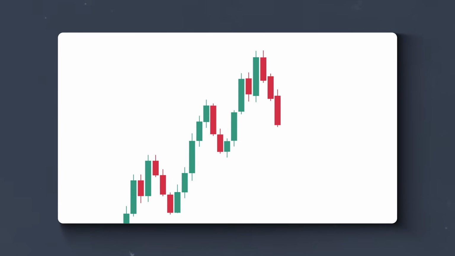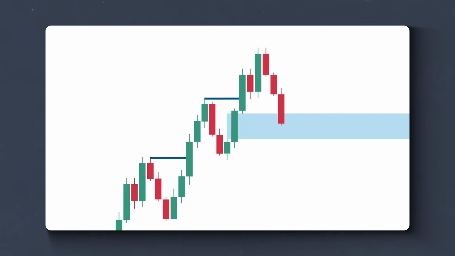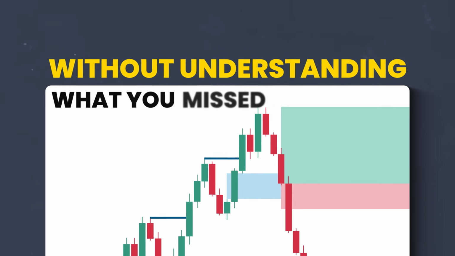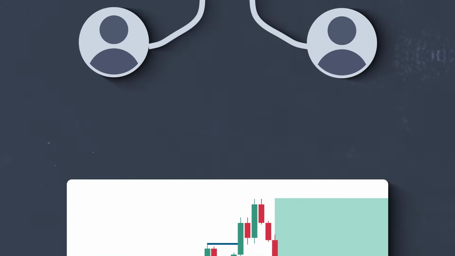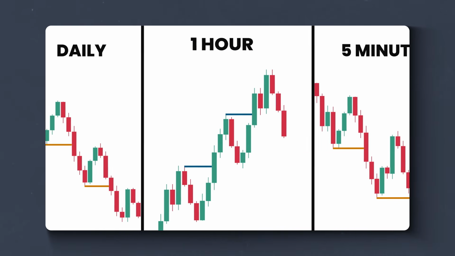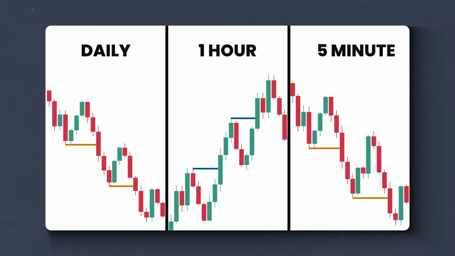Have you ever been in a situation where it feels like you analyzed the market perfectly, entered a trade with confidence, and then got stopped out almost immediately without understanding what you missed? In most cases, traders make the exact same mistake. They fail to consider the bigger picture across multiple timeframes. As a result, they enter trades that go against the overall market direction.